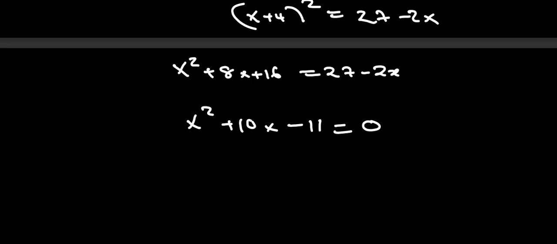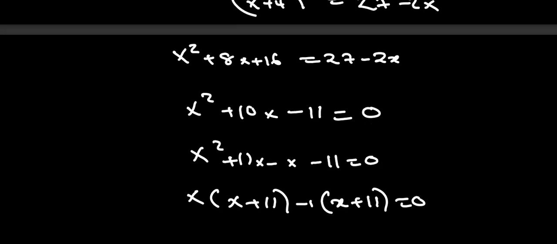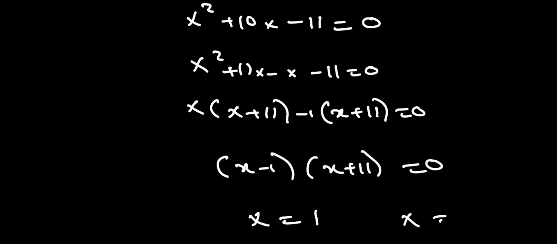If we were to solve this, the only feasible answers we can get here as our factors can be 11x. Let me use 11x minus x. That's what we can get. This is what you have. You have x and x plus 11 minus 1. You have x plus 11 is equal to 0. From here now, we can have x minus 1 and x plus 11. This is equal to 0, x is equal to 1, and x is equal to negative 11.